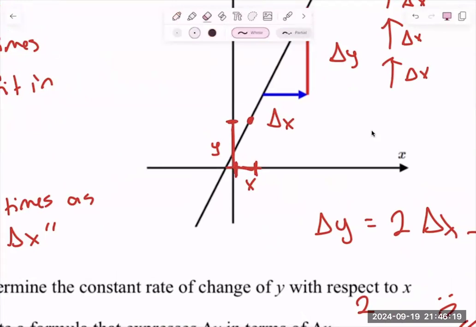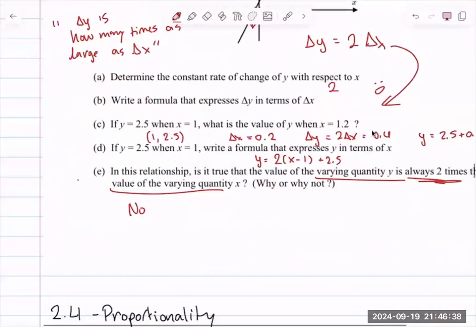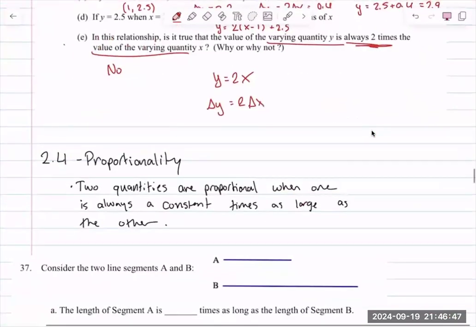But let's take a look at this case right here. Here's our x, right? So it's going to be this direction. Our y value is 0 here, but that's not twice as large as x. We would want y to be all the way down here, right? And so we don't have that y is twice x, but we do have that the change in y is twice the change in x. And so we're going to talk about proportionality now because they're very related, right?